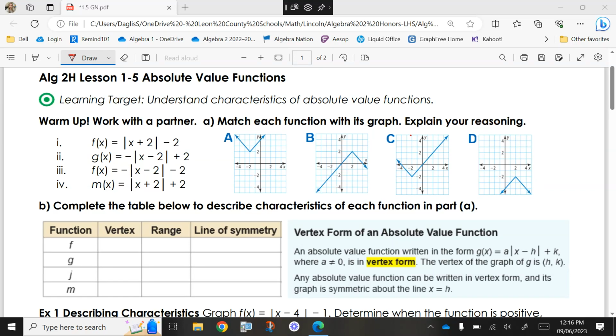Absolute value functions. So yesterday we solved them, okay? And we brought back interval notation. What's the other one called? Inequality notation was with the greater than, less than signs. And then interval notation with the parentheses and the brackets, okay?